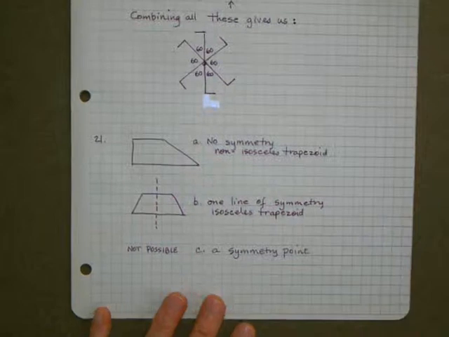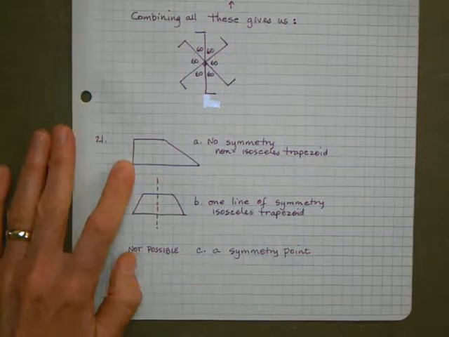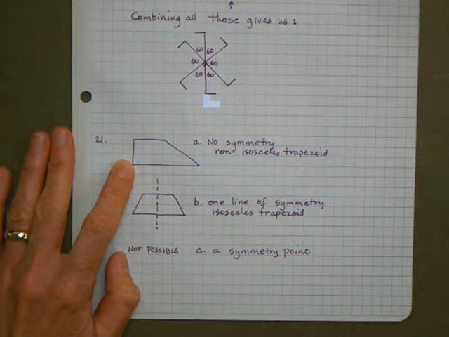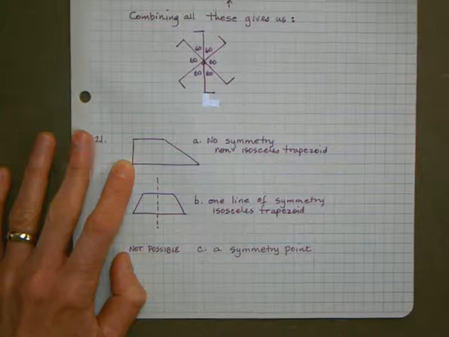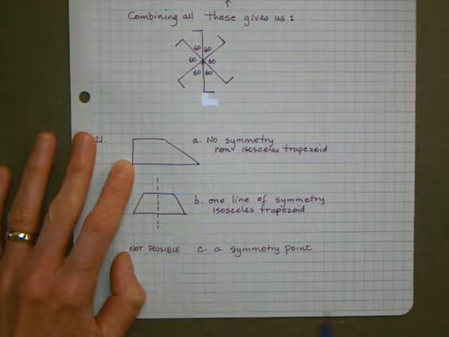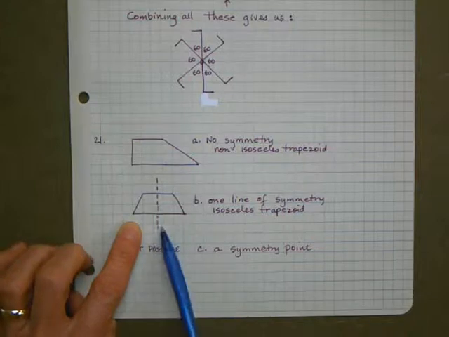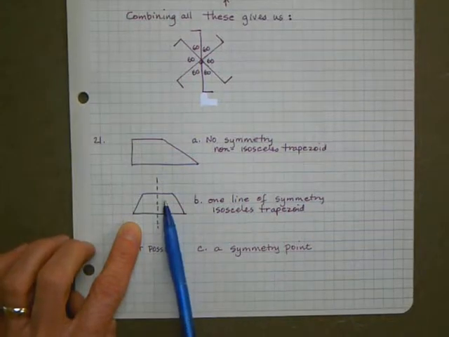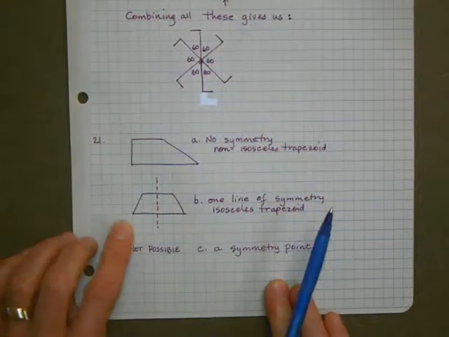The next problem here, 21. We're supposed to draw the figure if there's one that meets the conditions, otherwise, not possible. So we want to know can we draw a trapezoid with no symmetry. Just any old regular garden variety trapezoid will have no symmetry as long as it's not isosceles. So you can see there's no way I can get any symmetry out of that. If I want one line of symmetry, I can draw an isosceles trapezoid. There's my line of symmetry. You can see if you fold this piece over onto this, it'll map this chunk to this chunk. Okay, very mathematical language I'm using here.